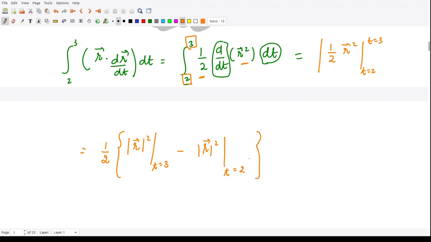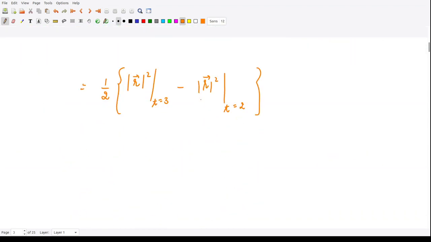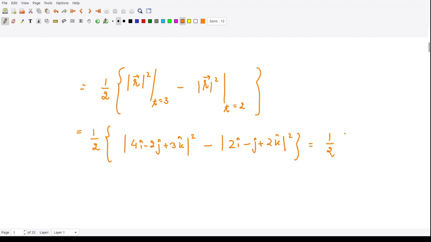And we are given the vector r as this quantity whenever t is 2 and this quantity whenever t is 3. So accordingly we have 1 by 2, and then the magnitude of 4i cap minus 2j cap plus 3k cap whole square, minus the magnitude of vector 2i cap minus j cap plus 2k cap, whole square. So this is equal to 1 by 2. When you take the magnitude, it would be 4 square, that is 16, plus minus 2 square, that is 4, and plus 3 square, that is 9.